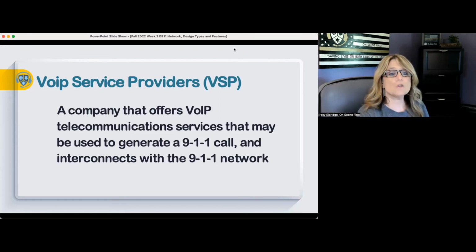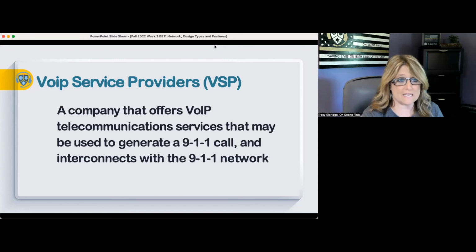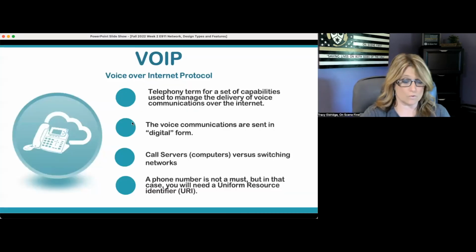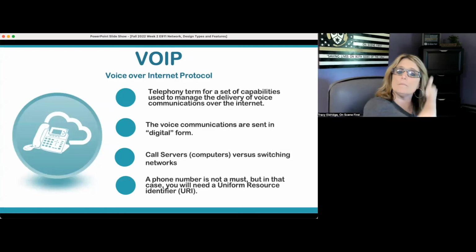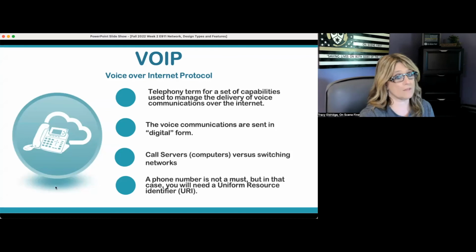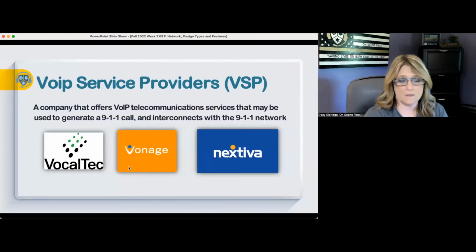There's something called VoIP service providers, VSPs. They are the company that offers VoIP telecommunication services that may be used to generate a 911 call. And it interconnects with the 911 network. So your VoIP service providers, some of them we'll show in just a minute. But I remember when they were first starting to come out, we were getting nervous.